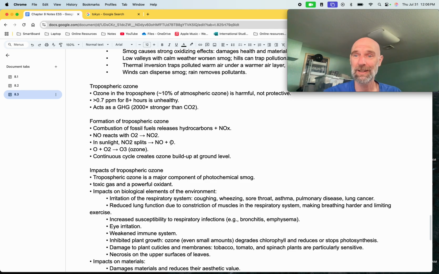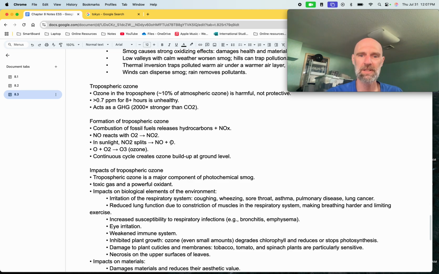Tropospheric ozone at the ground level is the bad ozone. It traps heat. So, impacts of tropospheric ozone. Tropospheric ozone is a major component of photochemical smog. It's a toxic gas and a powerful oxidant as well. So, impacts on biological elements of the environment.